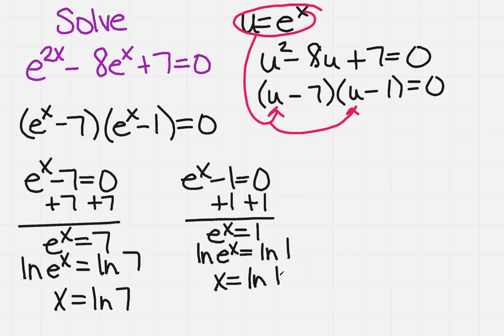Now, the natural log of 1 is a special case. What does it equal? If you don't remember, you can always use your calculator, but the natural log of 1 is 0. So the solution set for this one would be 0 and the natural log of 7. If you need to do approximations, I recommend that you do those. For this video and purposes of what I'm making this for, we're not going to do that.